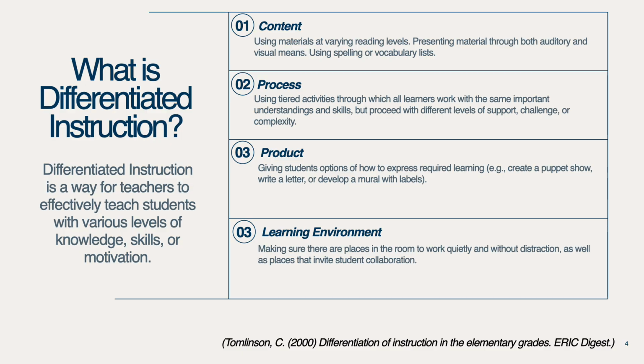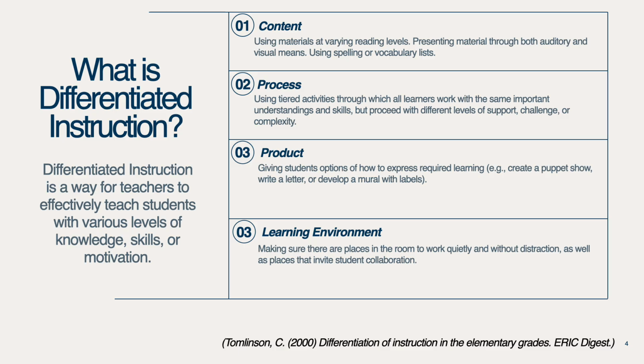We have our learning objectives. I teach science and English primarily, and so we have specific learning objectives. In science, I'm teaching animal adaptation. And so I gave my students a couple different options. This is how you can show that you understand animal adaptation. Some examples I have on the slide are giving a puppet show, writing a letter, or developing a mural or a poster with labels and information on it.